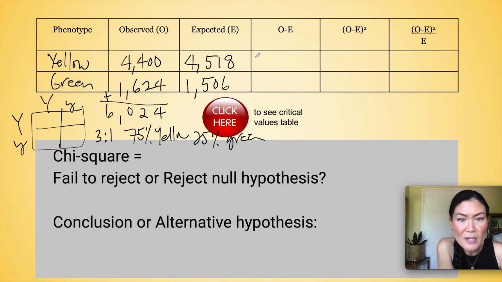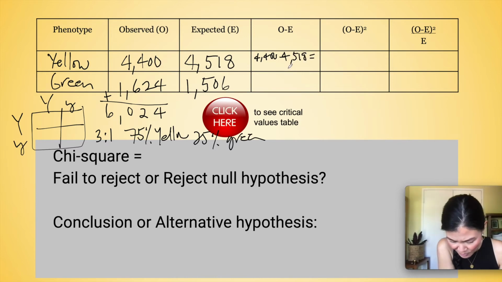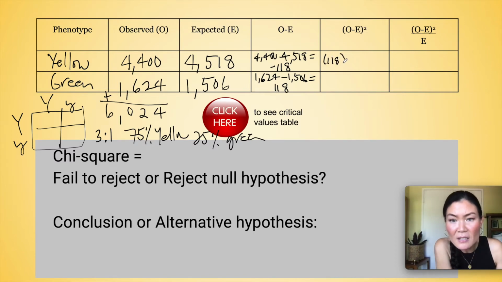So let's do O minus E. O minus E is 4,400 minus 4,518, and that gives me negative 118. And then over here, 1,624 minus the expected 1,506 gives me 118. It's 118. And then when I square 118, I get this crazy number, 13,924, and that's the same value here in this box.